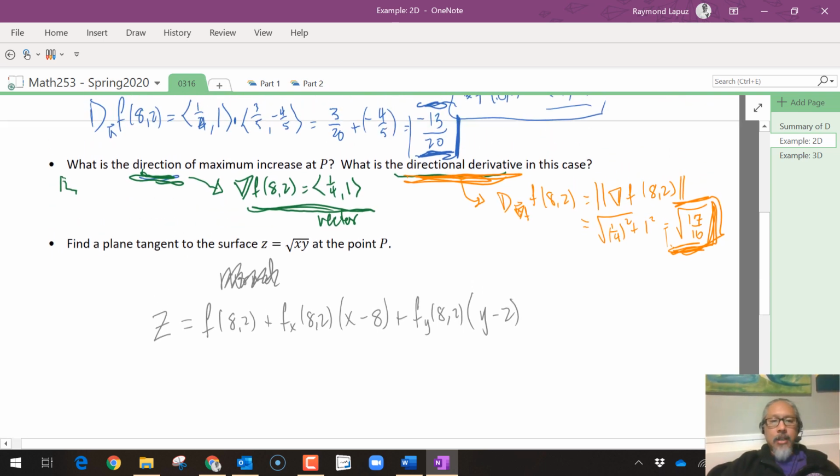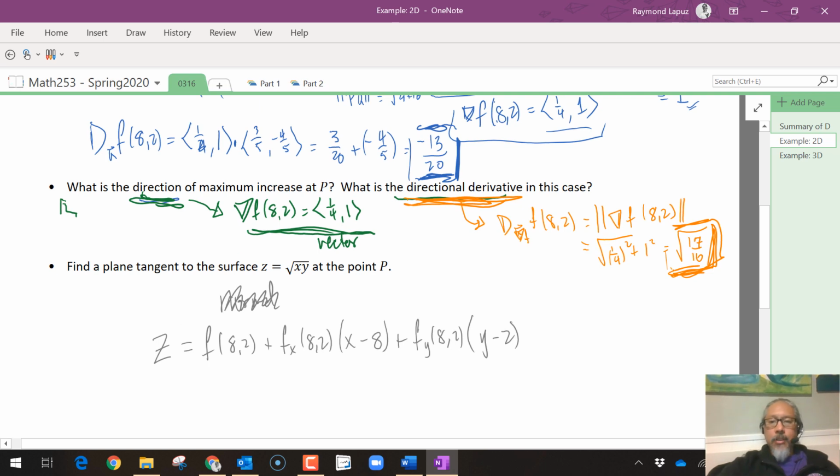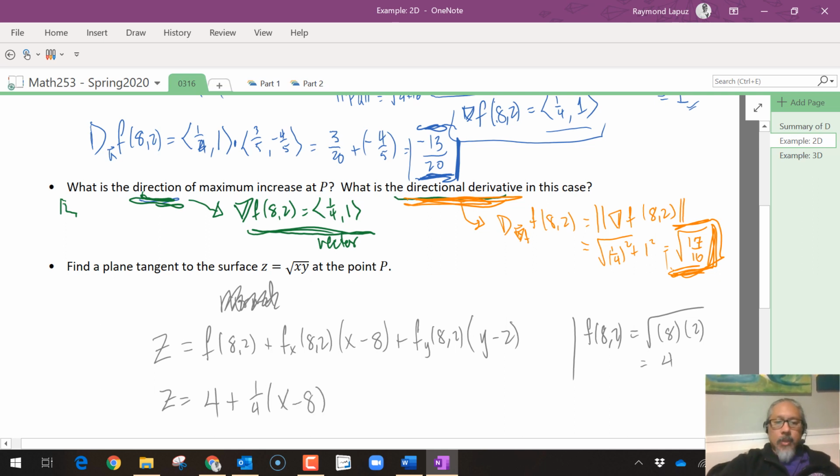All right, we almost have all these values except f of (8, 2). The function is the square root of x times y. So that's the square root of 16, which is 4. All right, we have our components. So z is equal to 4 plus 1/4 times (x minus 8), plus 1 times (y minus 2).